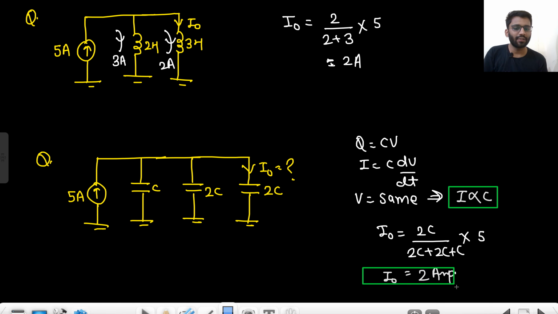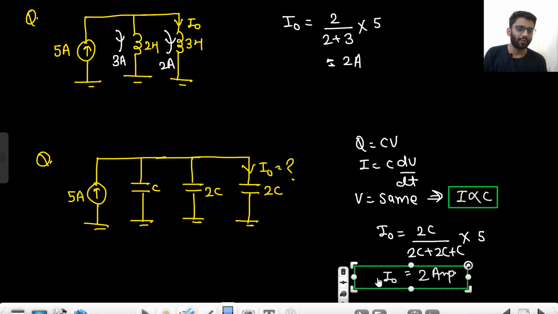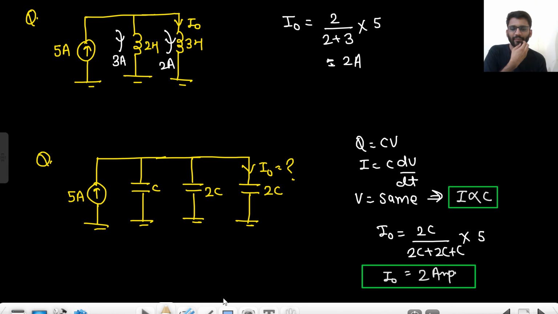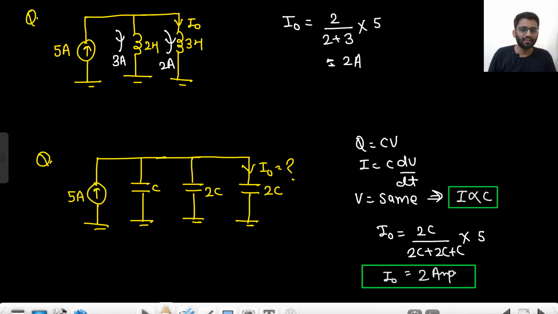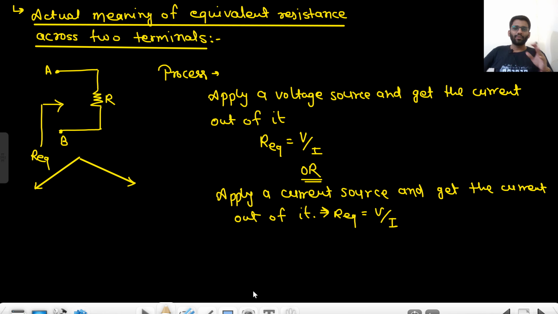Current is inversely proportional to inductance and resistance when voltage is the same, and voltage is proportional to resistance and inductance when current is the same, while current is proportional to capacitance when voltage is the same, and voltage is inversely proportional to capacitance when current is the same. Okay, very easy steps. You just revise it once again. Okay, very easy. Let's move on to this thing.